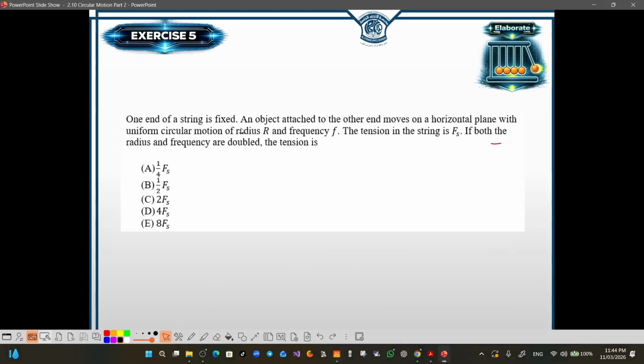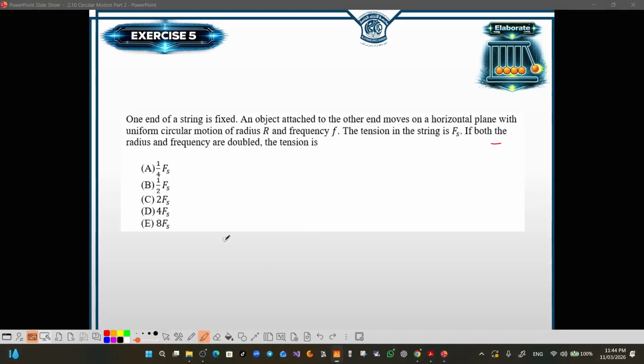One end of a string is fixed. An object attached to the other end moves in a horizontal plane with a uniform circular motion. So again, we have uniform circular motion. The radius of this path is r and the frequency is f. Remember that the frequency is the number of cycles per unit of time, and usually this time is taken as 1 second. So when I say 100 hertz, I mean 100 cycles every 1 second.